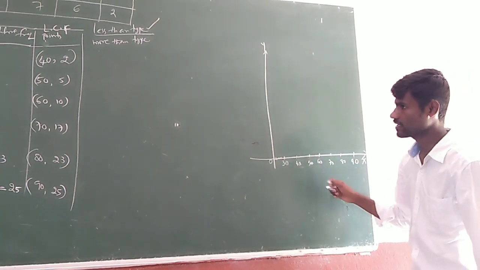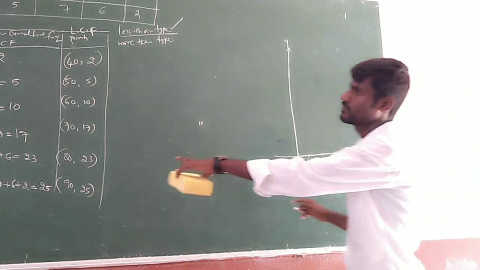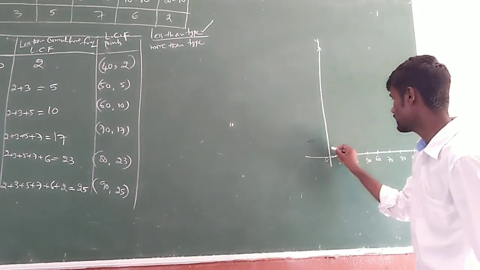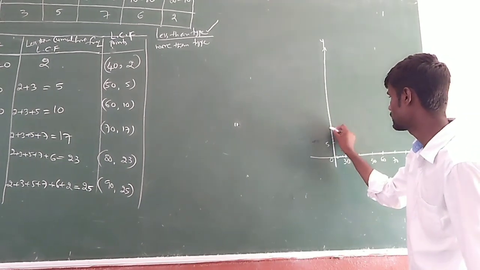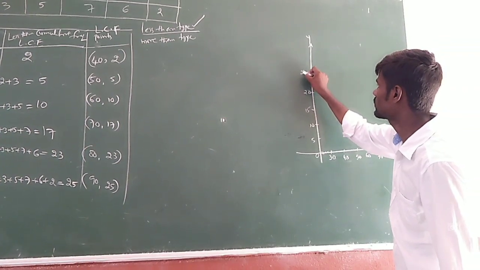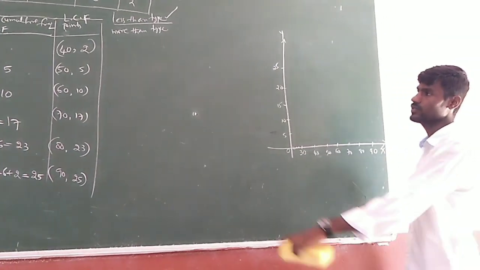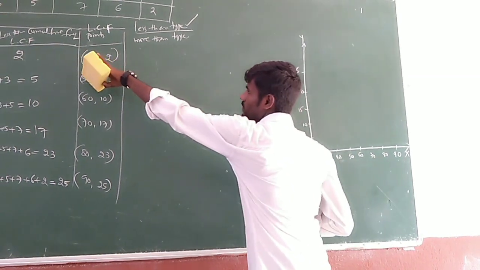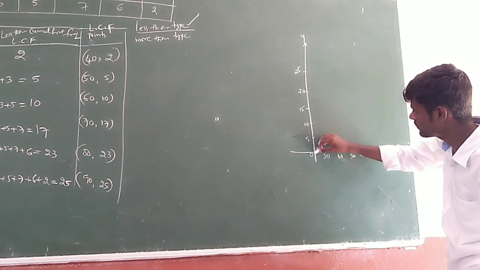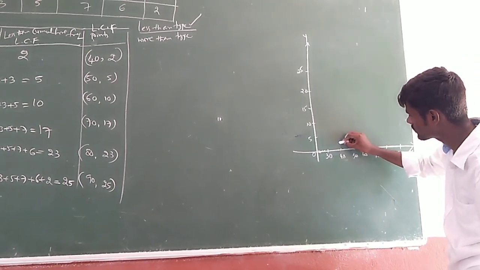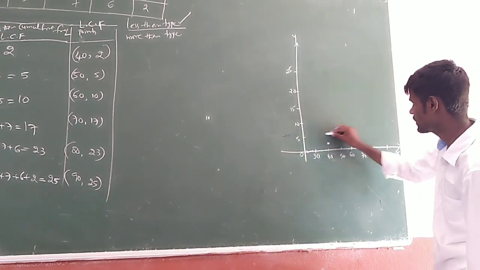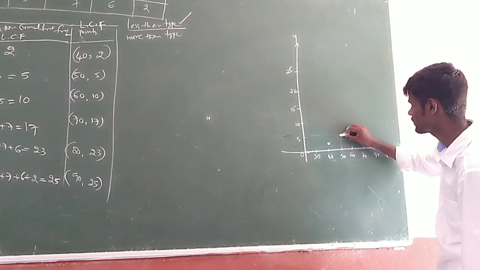Now on the y-axis, what about the range? The frequencies are 2, 3, and so on, and we get up to 25. Let us take the range with a difference of 5: 5, 10, 15, 20, 25. Now we are drawing the less than type. See, the point 40, comma 2, lies in between 0 and 5, so you will get a point here. Next, 50, comma 5: at exactly the 50 line and 5.